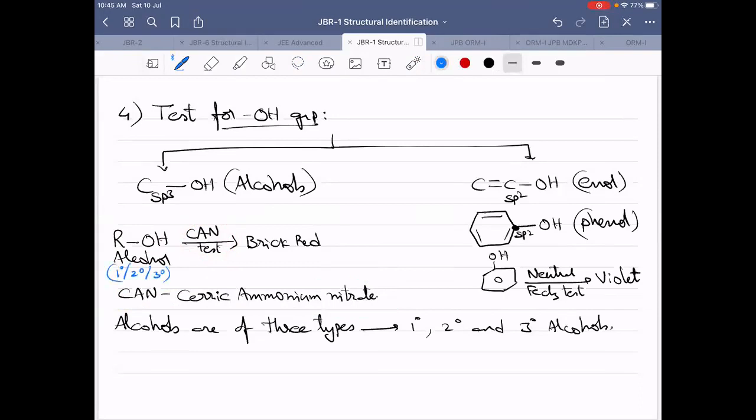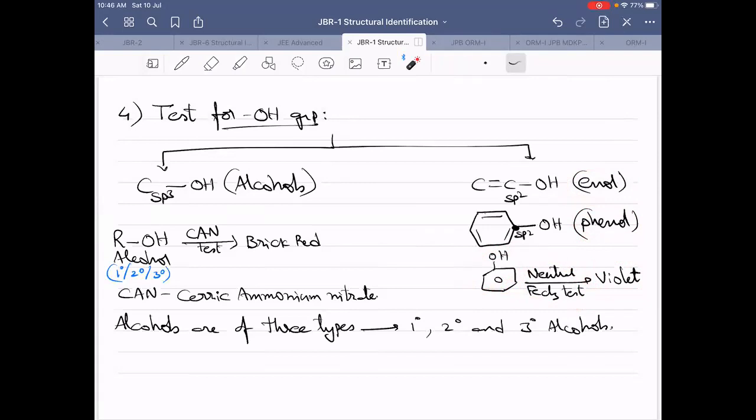Now another one: enols and phenols have another test called the neutral FeCl3 test, the ferric chloride test. When phenols or enols are treated with a little amount of neutral FeCl3 reagent, the whole solution will convert into violet color. If the solution converts into violet color, it indicates that it is a phenolic compound.